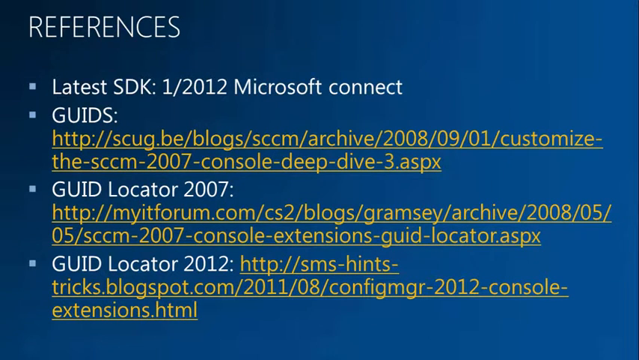If you want to learn about some of the GUIDs, I have a link there. I also have the 2007 locator, for those of you that are not aware of it, made by Greg Ramsey. And then I have the 2012 locator that I created back in the beta days, which I've looked at. It doesn't look like it's changed from beta to RC, so we should be good on that.